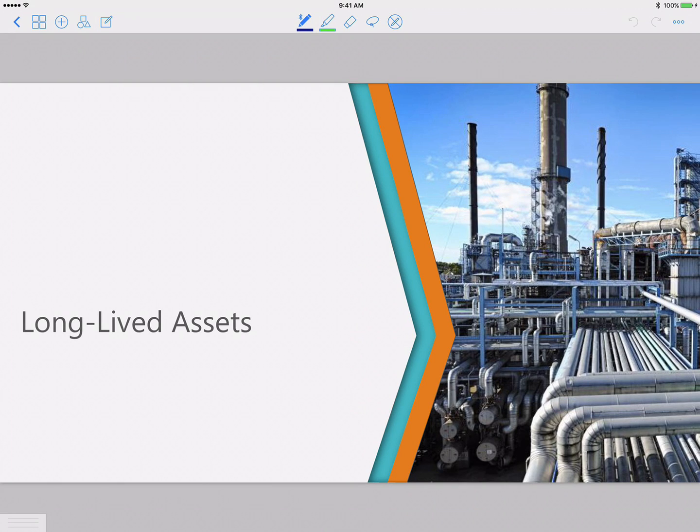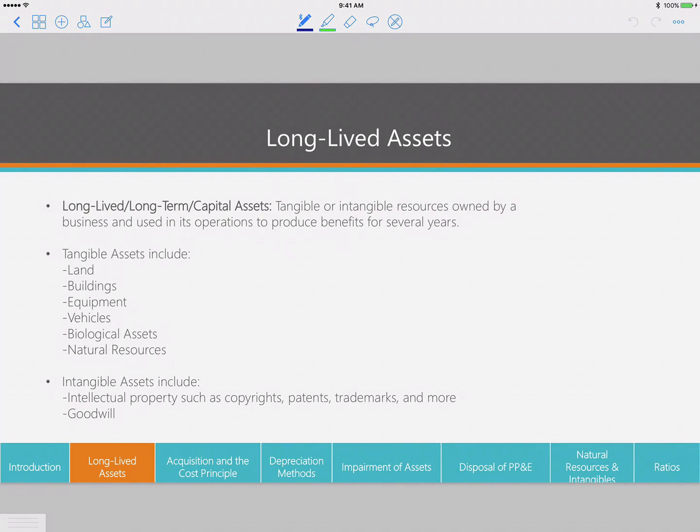So let's start off by discussing long-lived assets. Other terms for it are long-term assets or capital assets. So what are capital assets? Well, they're either tangible or intangible resources owned by a business and used in its operations to produce benefits for several years. So what does that mean? A tangible asset is something physical that you can actually touch, like the table in front of you. Or an intangible asset would be intellectual property, something that you can't actually touch. And it's used by the business for a long period, over a year.